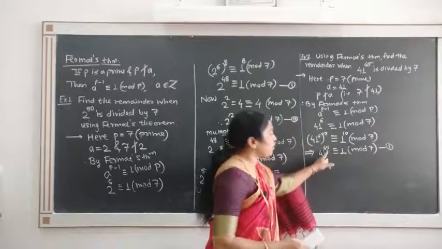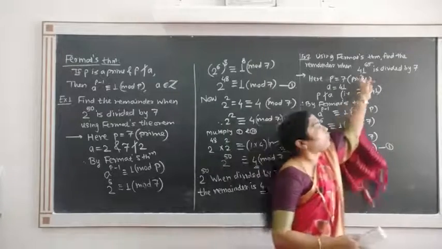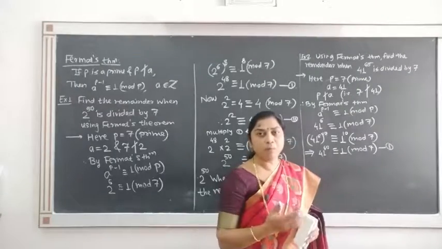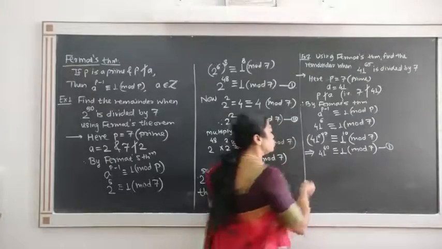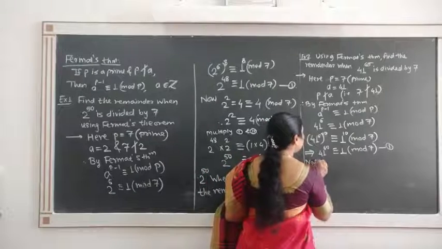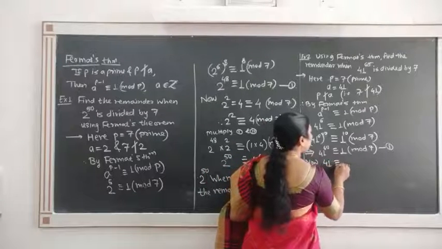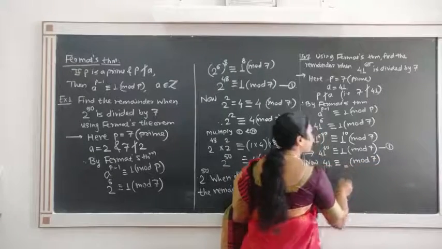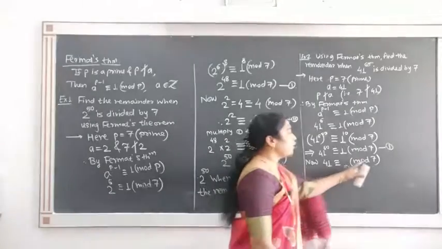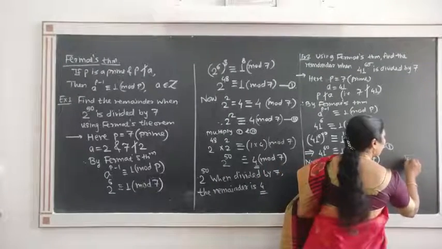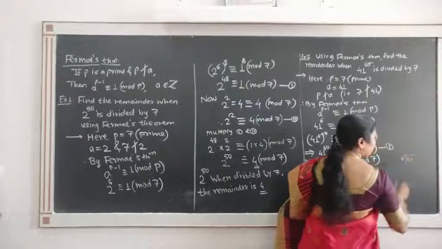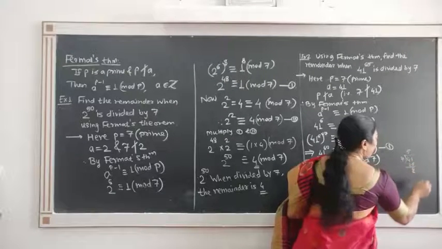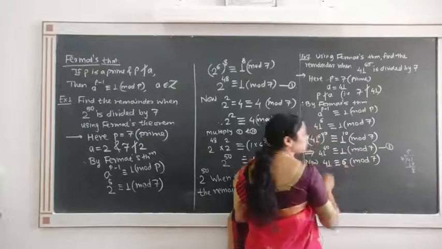Now 41 raised to 60 we get... We want 41 raised to 65. So now we want 41 raised to 5. But we don't know 41 raised to 5. So we start with a simple one. Consider 41. 41 is congruent to what modulo 7? That is, we want to find the remainder when 41 is divided by 7. When you divide 41 by 7, we get the remainder 6. So this is congruent to 6 modulo 7.